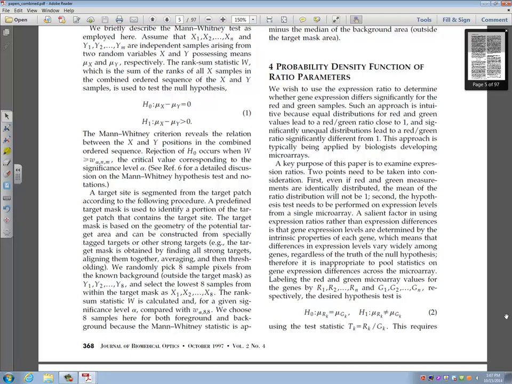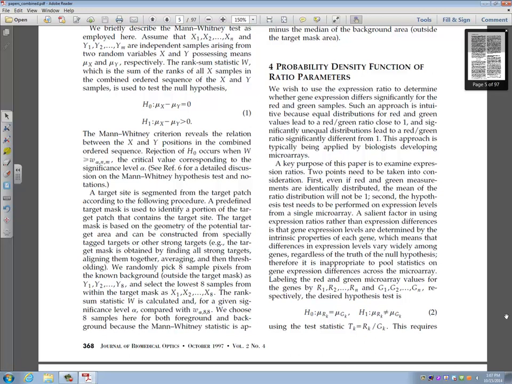Right? So labeling the red and the green microarray values for the genes by R1, G1 at the first spot, R2, G2 at the second spot, and so on, the desired hypothesis now becomes that the mean of red equals the mean of green at each and every spot. And the alternative hypothesis is that the means are not equal. The test statistic that you're going to use for testing this hypothesis is the ratio of RK and GK, the red intensity to the green intensity.